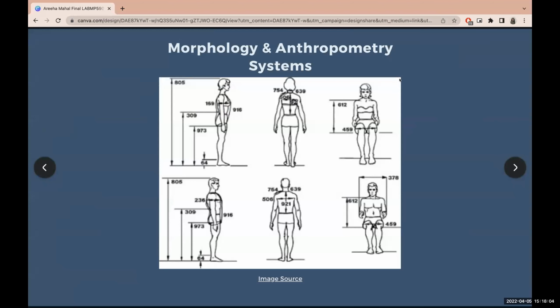This is just another quick image to show you the difference in posture and proportions between males and females, and how this can eventually affect how they fit in their spacesuits.